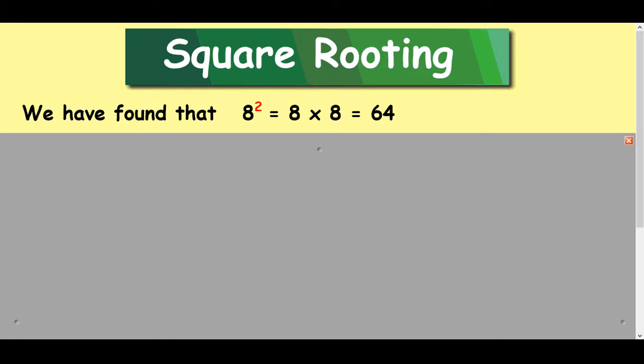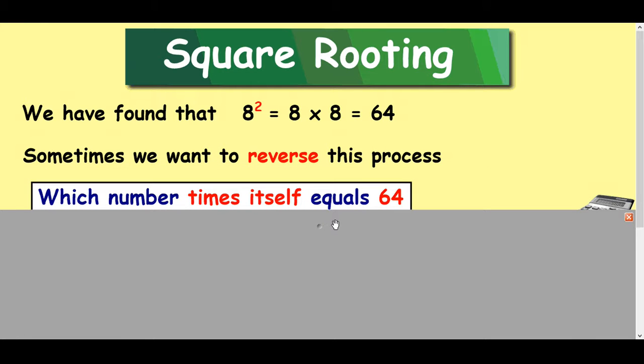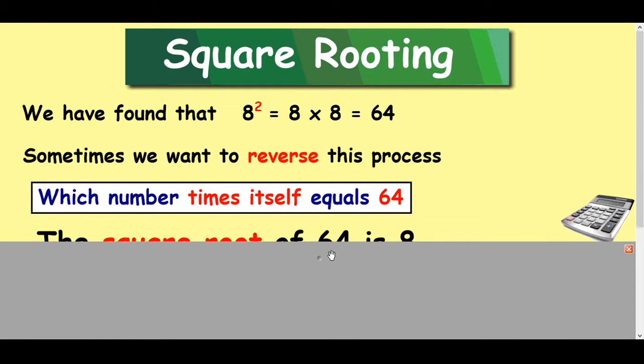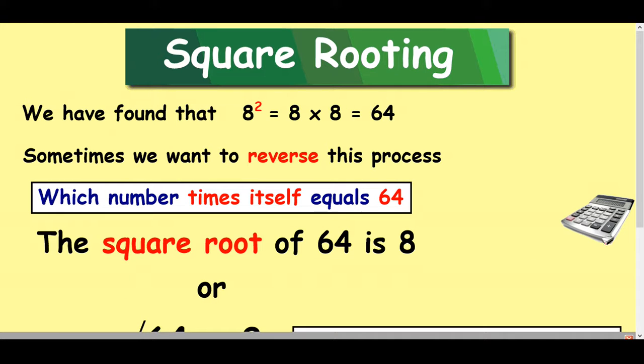Now, let's have a look in particular at square rooting before we go any further. Okay, so 8 squared is 64. If we want to reverse the process, which number times itself gives 64? That's called the square root. So the square root of 64 is 8.